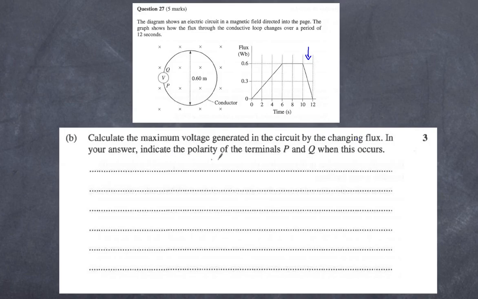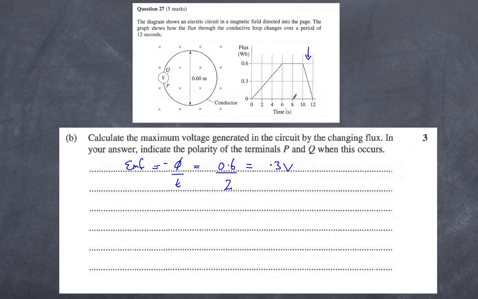And so what we want to do here is to work out the rate of change of flux. So the EMF is equal to negative delta phi over t. That negative of course is due to Lenz's law. The flux change over this time is clearly only 0.6. The time change here is 2 seconds. And so as a result we get 0.3 volts as our maximum rate of change of flux.